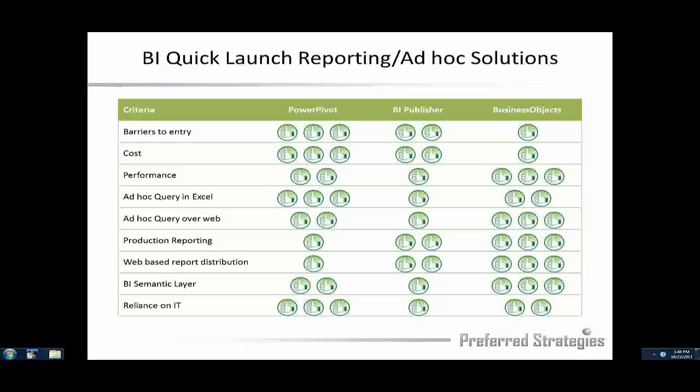Reliance on IT, for Power Pivot, again, because of all the low barriers to entry, it can be run right in Excel and integrate back. There's not really much IT involvement to get started if you have a jumpstart like our BI Quick Launch. So we felt that was the lowest. Business Objects probably second, and then BI Publisher third on that. Again, if you actually had to have your IT build everything, these could all be pretty big efforts.